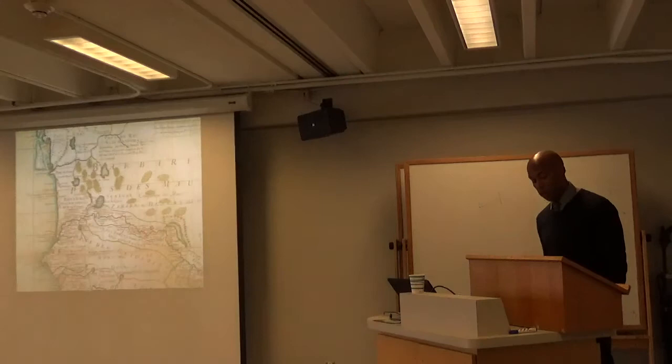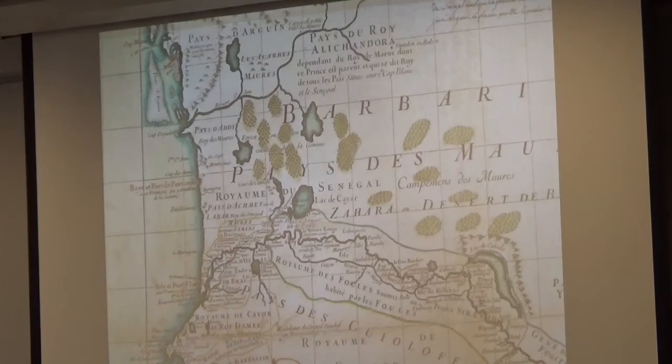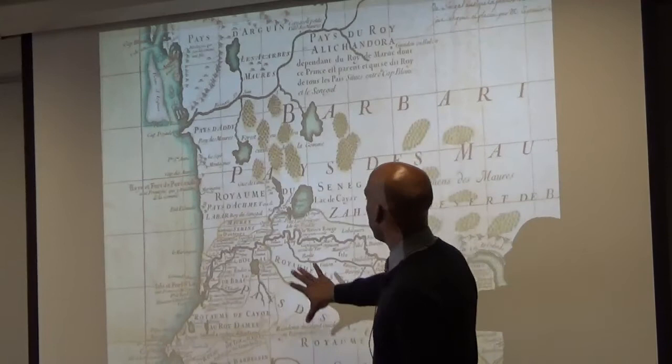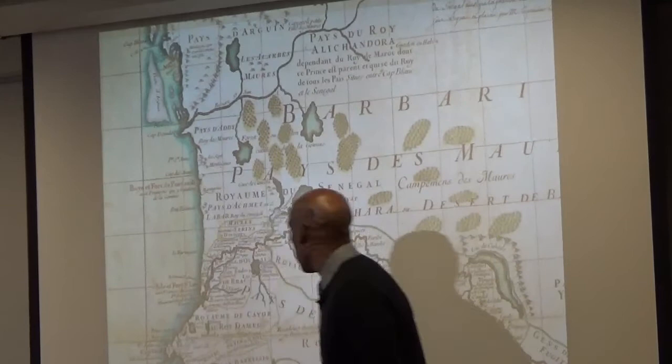And you'll see this is a map from this era, and you'll see the rendering of the gum trees north of Senegal on the Atlantic shores. The Trarza kingdom's sphere of influence was here, and the Brakna's influence was further upriver in the Senegal, closer to Saint-Louis and Gorée, which is off the coast here.